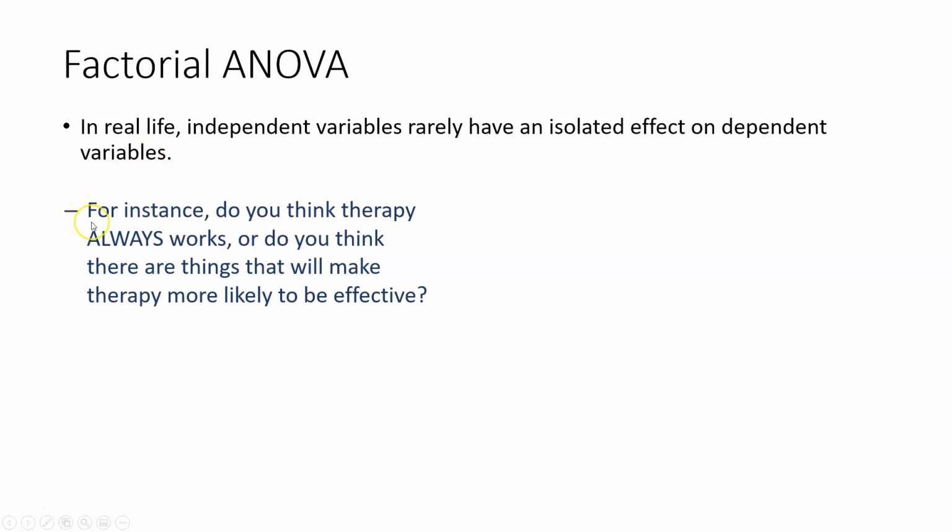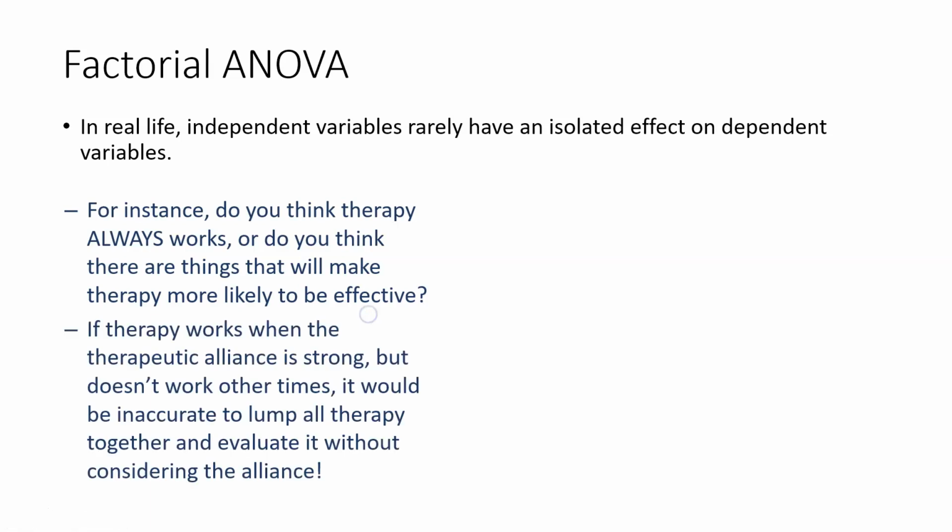In one example, we might say, for instance, do you think that therapy techniques always work? Or are there other things that will make therapy more likely to be effective when those conditions are present? So an example of this, the most salient example when you think about therapy should be the therapeutic alliance. If therapy works when the therapeutic alliance is strong but doesn't work at other times, then it would be inaccurate to lump all therapy together and evaluate it without considering the alliance.